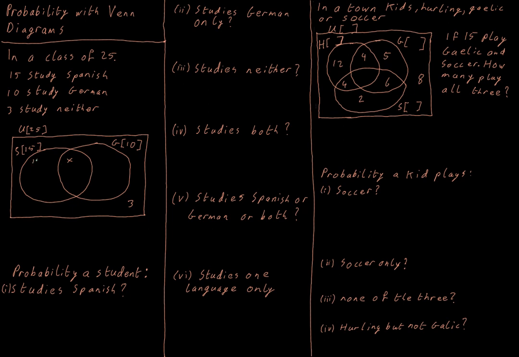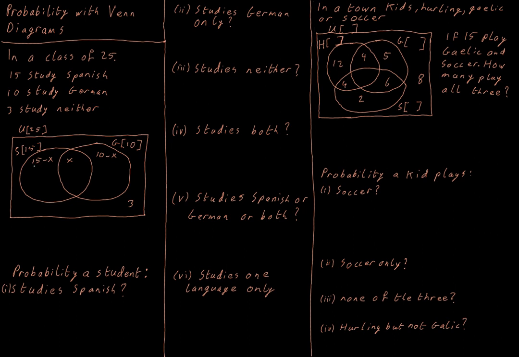Well, there would be a total of 15 people minus the X that are studying both in this part of the Spanish circle. And in the German circle, there would be 10 people in the total German circle, and X of them are already accounted for in the intersection, in the people who study both German and Spanish.